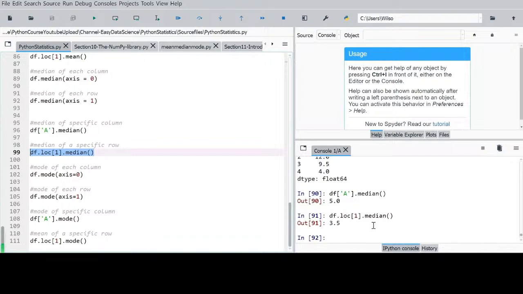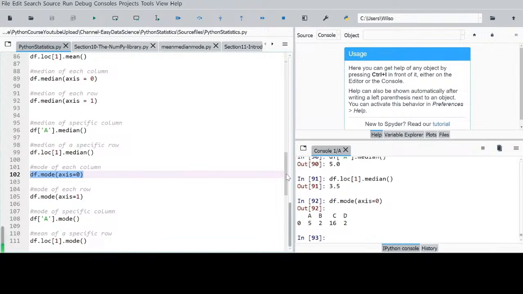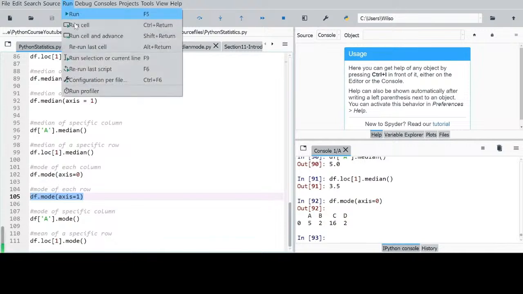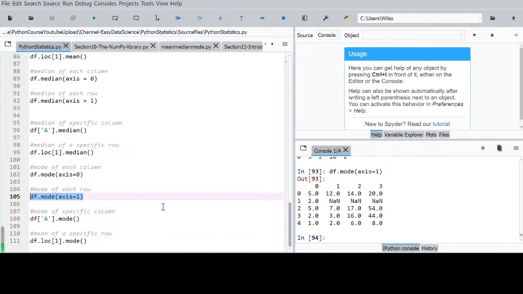So the median of the second row is 3.5. For the mode, it is also quite similar to mean and median. For the whole data frame, if you want to calculate the mode for each column, you can just use data frame.mode with axis equals 0. So the mode for each column has been printed out. And for the mode of each row, we just put axis equals 1 here.